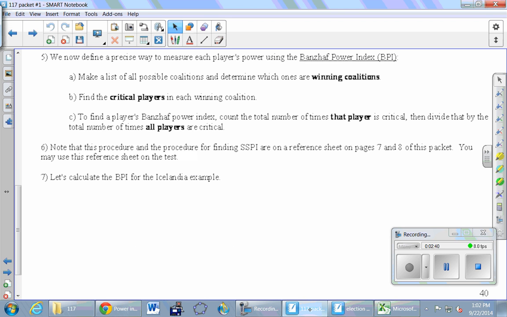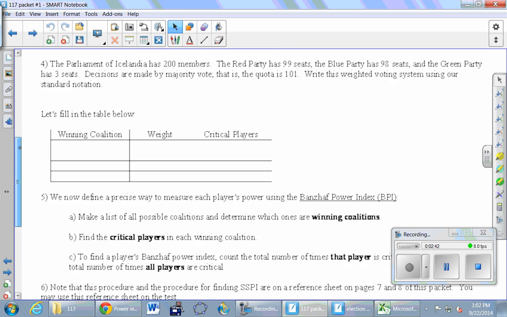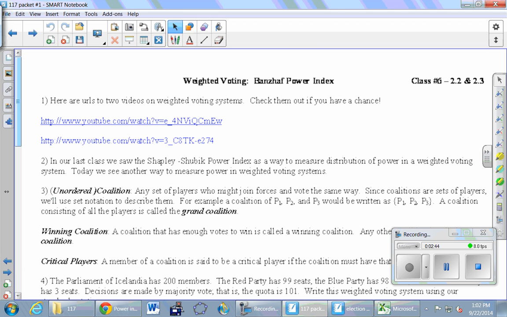Okay, so at the top of page 40, let's go ahead and, well, we'll just take a look at number 1 real quick here. It says there are URLs to 2 videos on weighted voting systems. One of them is about the Shapley-Shubik, which we did last class. The other one is about Banzhaf, which we'll do this class. It is the same techniques that we're talking about here, but somebody else explaining it with a slightly different take. So if you want to hear somebody else's ideas on these 2 methods, you can check out one or both of those videos. All right, both well done.